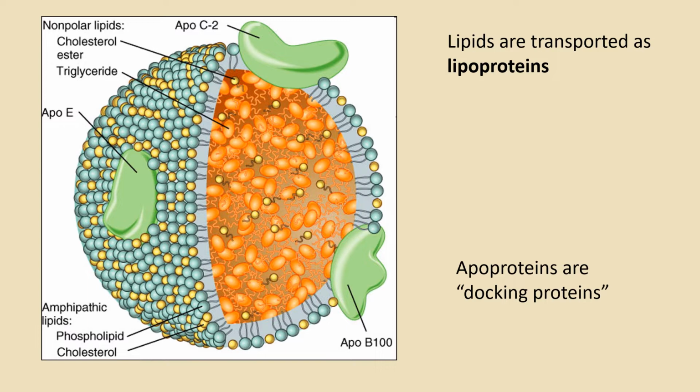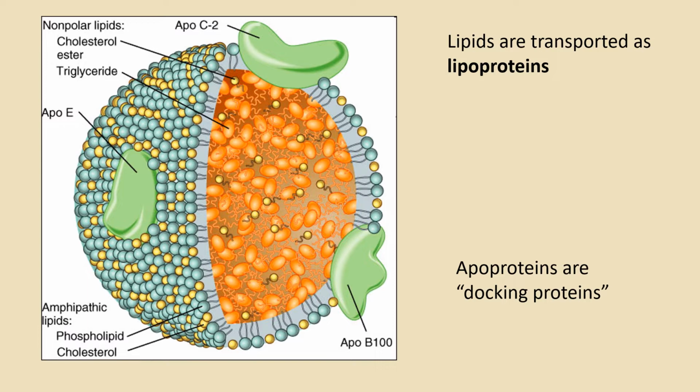And remember, those phospholipids are amphipathic. So their little hydrophobic tails are facing the interior, that core, and their hydrophilic heads are facing the watery medium that's surrounding them. Either it's interstitial fluid, or it's cytosol, or it's blood plasma. And so this shell is a monolayer of phospholipids with proteins embedded in it. And these proteins are called apoproteins. Apoproteins occur in the shell of lipoproteins.